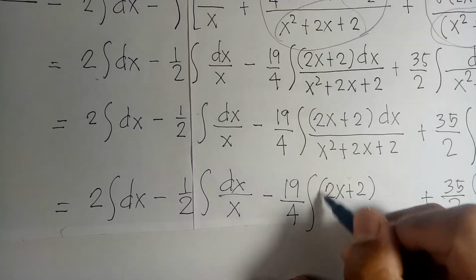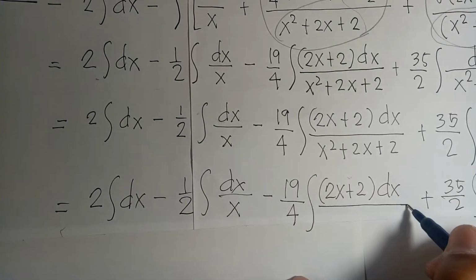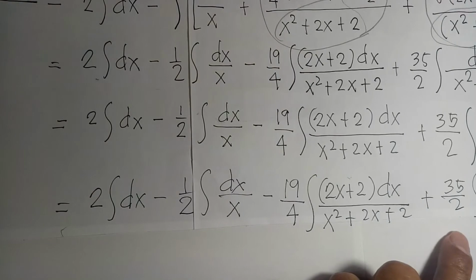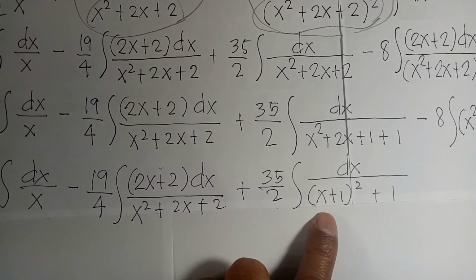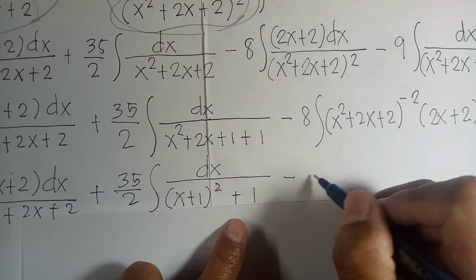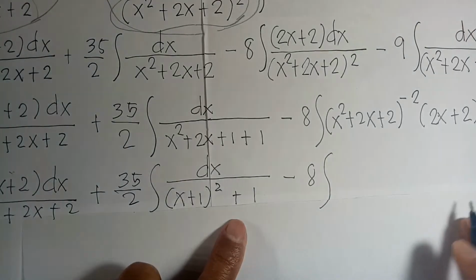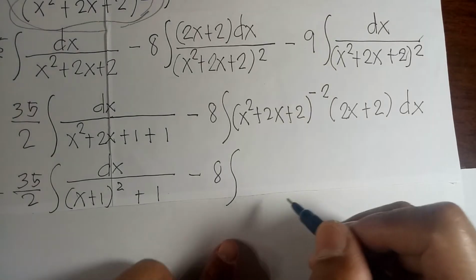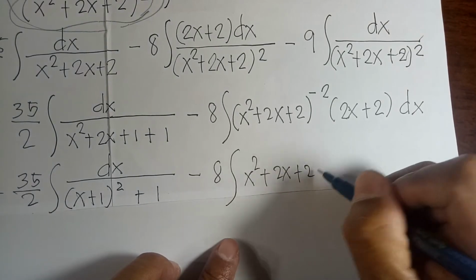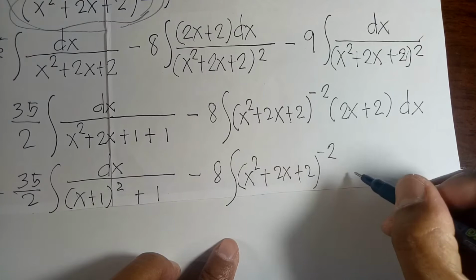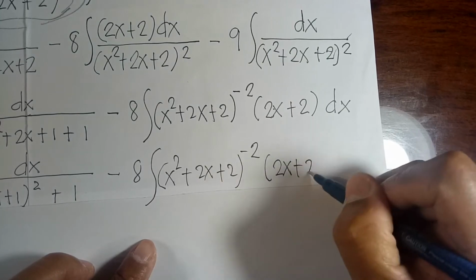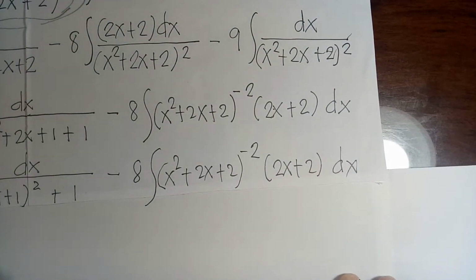2x plus 2 dx divided by x squared plus 2x plus 2, and then plus 35 over 2 integral of dx divided by x plus 1 squared plus 1, and then minus 8 integral of, so meron tayong x squared plus 2x plus 2 raised to negative 2, and then times 2x plus 2 dx. Okay.